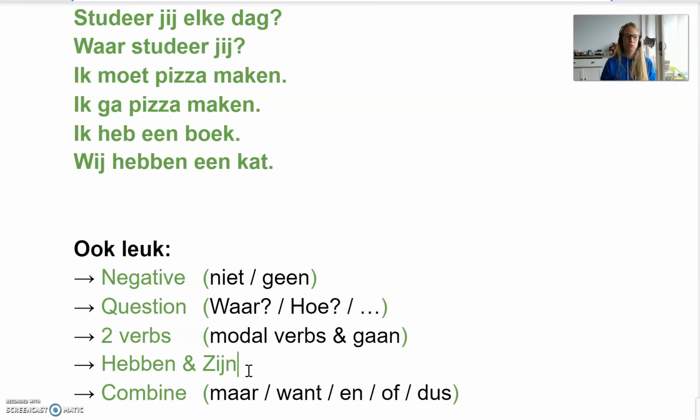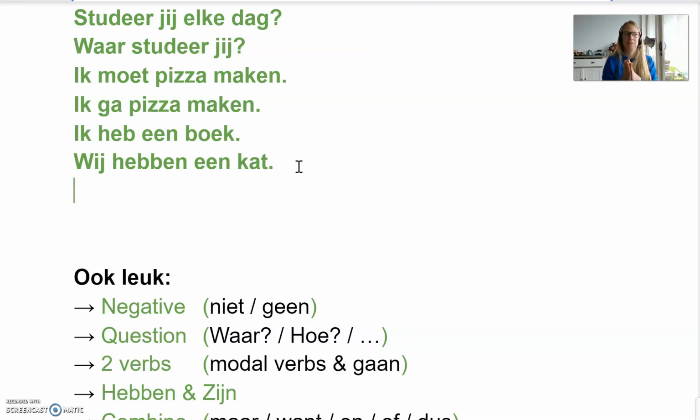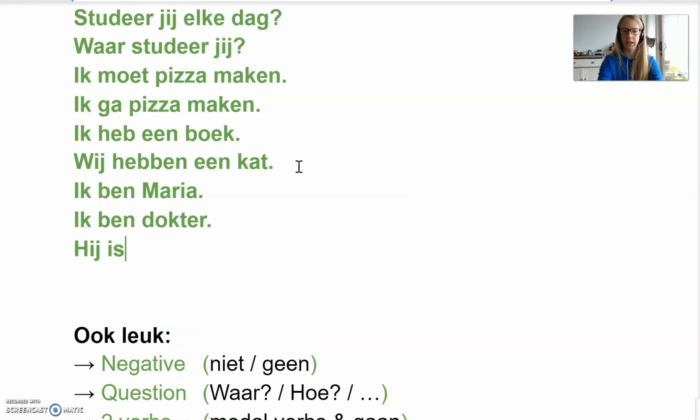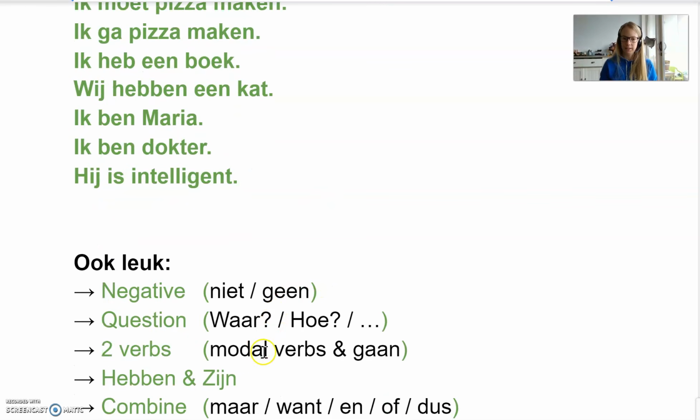And they are not really action verbs, these two. So that's why I say you can make sentences with these as a different topic. It's a different grammar thing. But they work the same as in English, so maybe you can do it. Ik ben Maria. Well, I'm not Maria, but yeah. Ik ben dokter. Of hij is intelligent. So you can make sentences like these.